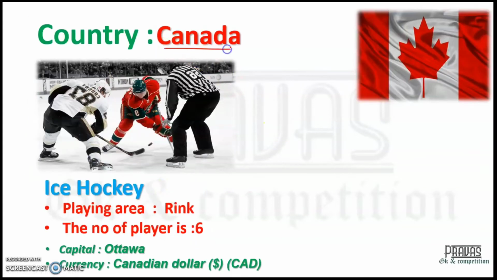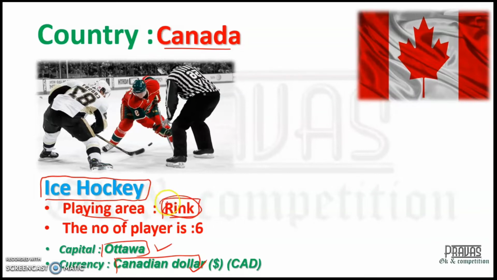Next country is Canada. Canada's capital is Ottawa. Currency is Canadian dollar and its national game is ice hockey. The playing area is called rink, not ring, and the number of players in each team is 6. Remember, ice hockey is the national game of Canada and the number of players in each team is 6.